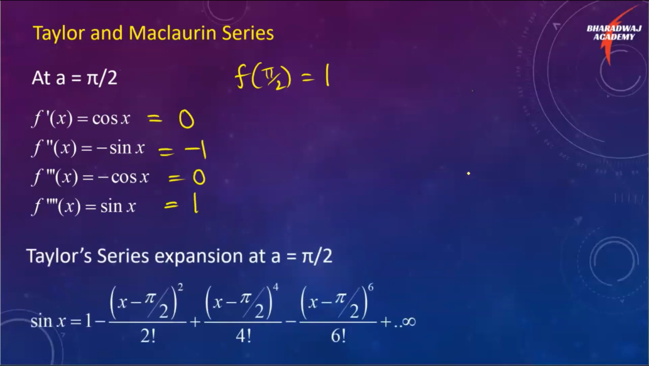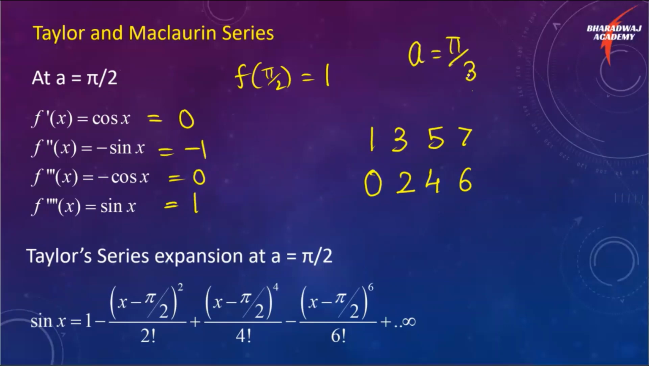Now, if you observe, in the Maclaurin series, we had odd terms 1, 3, 5, and 7 with alternating minus and plus. And here we have 0, 2, 4, 6, the even terms with an alternating minus and plus, with a basic difference. So this is the Taylor series expansion. Now, why don't you all try the Taylor series expansion at a is equal to pi by 3 and let me know in comments if you are able to obtain the results. Try it.